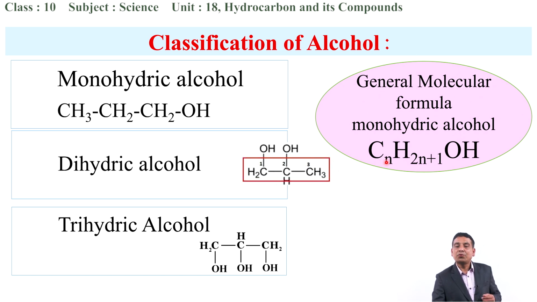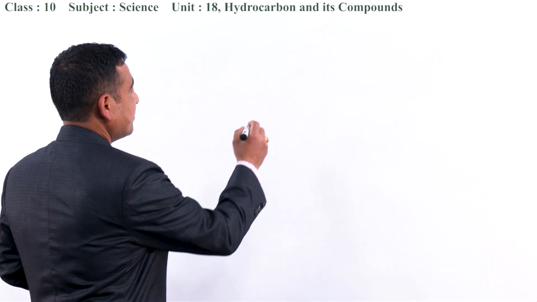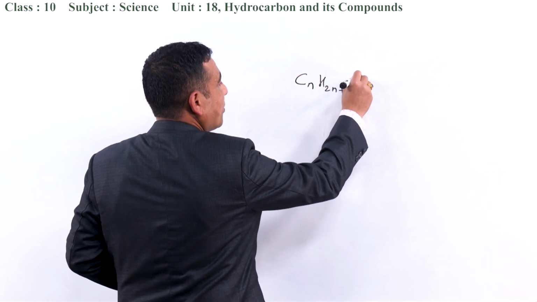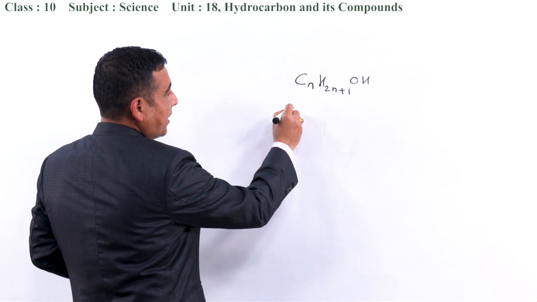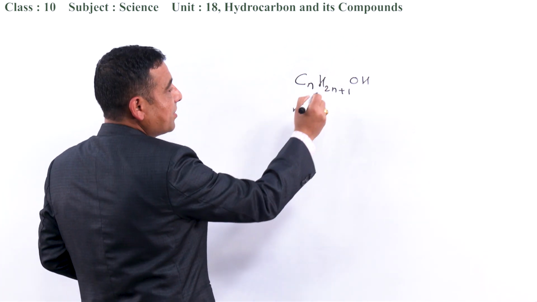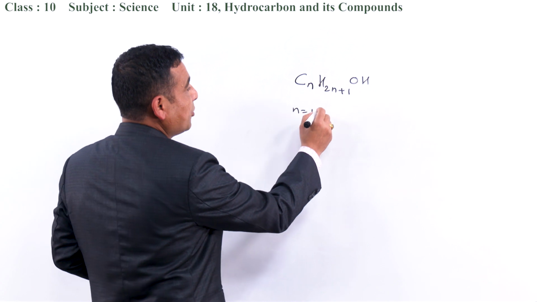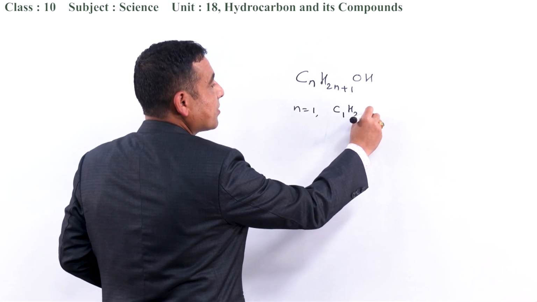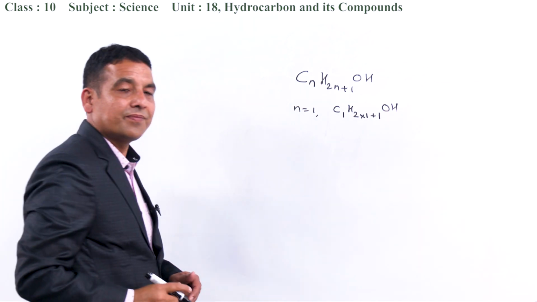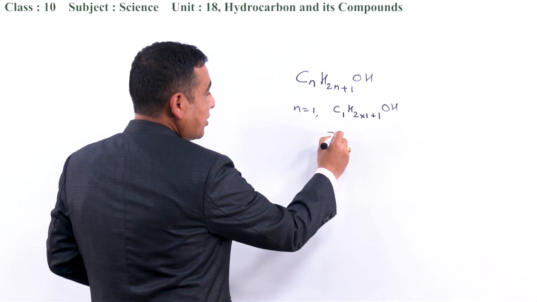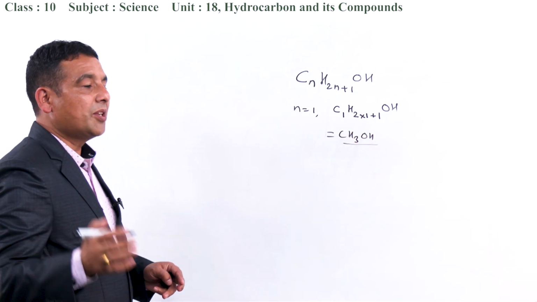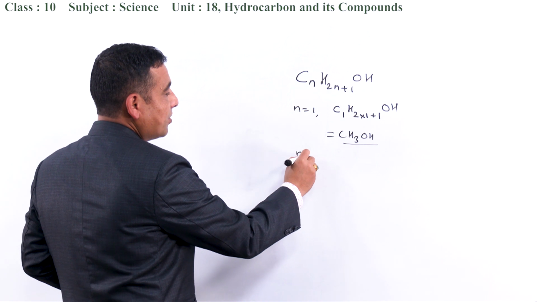Again, CnH2n+1OH. If n equals 1, then you can supply the value of n and get C1H2×1+1OH. Then you find CH3OH. This is methanol. Similarly, you can put the value n equals 2.